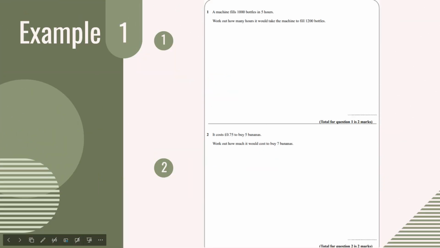Once again, it's that time to have a go at some Maths Genie exam questions. Have a go, pause the video and unpause when you've done. So, in our first question, a machine fills 1,000 bottles in 5 hours. Work out how many hours it would take the machine to fill 1,200 bottles. So, 1,000 bottles equals 5 hours, and if we divide by 5, we can work out how much in 1 hour, which is 200. Now we times 200 by 6 to get 1,200, so our answer would be 6 hours.